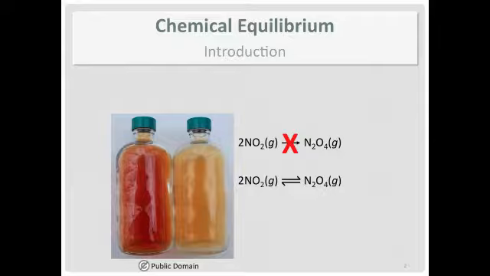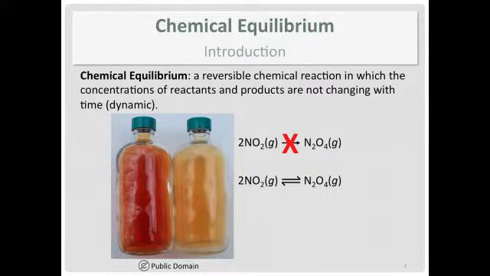Now, the reason why the bottle on the right still has some color to it is we've attained something called chemical equilibrium. And it means the rate of the forward reaction, the nitrogen dioxide to dinitrogen tetroxide, is equal to the rate of the reverse reaction, which is the dinitrogen tetroxide forming nitrogen dioxide. And when those two rates are equal, then we're at this position of chemical equilibrium.